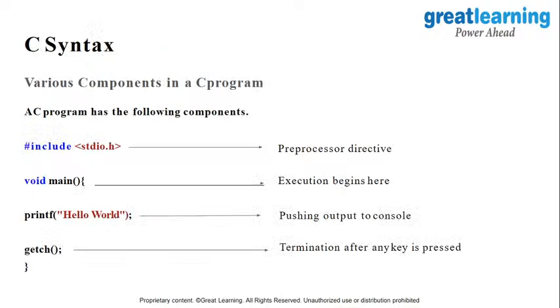Now let's see the syntax of a C program. A C program has the following components. The first component is the preprocessor directive. If you see #include <stdio.h>, stdio is standard input and output. What does this mean? Okay, I will go slow. I want you guys to treat it like reading a book.